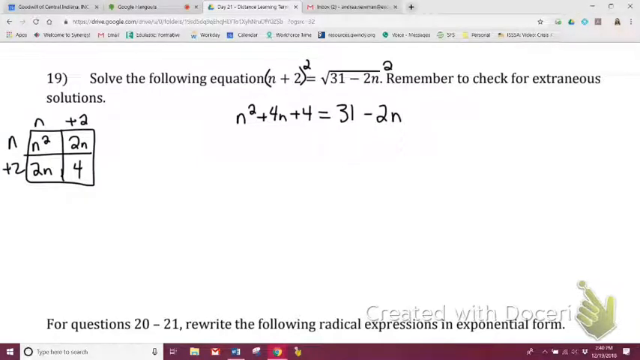And then on the right side, your square root and your squared cancel. So all you have left is the 31 minus 2n. Move it over, put it in your answer. Subtract the 31, add the 2 in, gives you n squared plus 6n minus 27. So subtract the 31, add the 2 in to both sides.